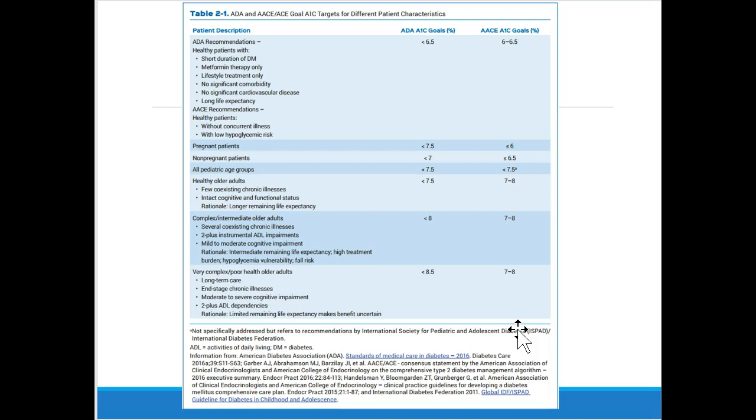As you are probably well aware, there are two major sets of guidelines: the ADA, American Diabetes Association, and the AACE, which is an endocrinology group. They have a little bit different opinions on what the goals should be. Generally speaking, AACE is more aggressive, especially if you look at pregnant patients. ADA says less than 7.5, while this one says less than or equal to 6, so they have a really tight goal for pregnancy. But overall, you can see it's fairly similar. That's pretty much the biggest outlier, but they are a little bit more aggressive on the whole with their A1C goals than the ADA is.